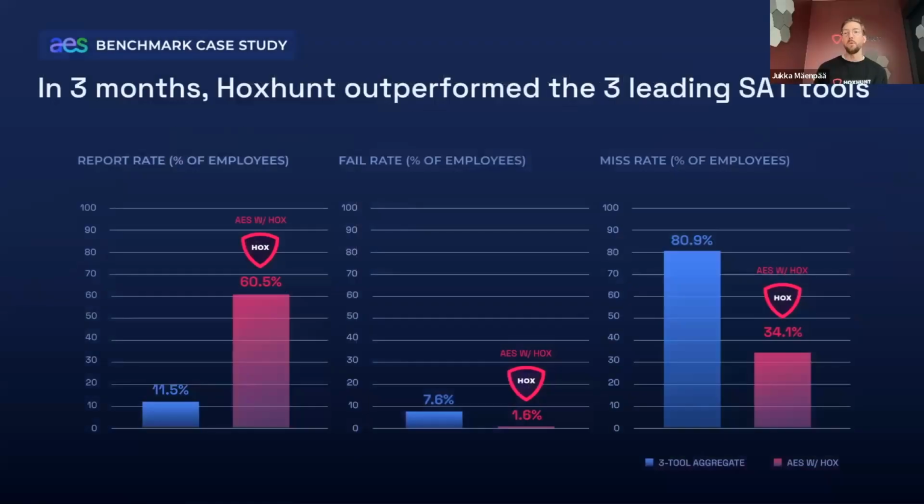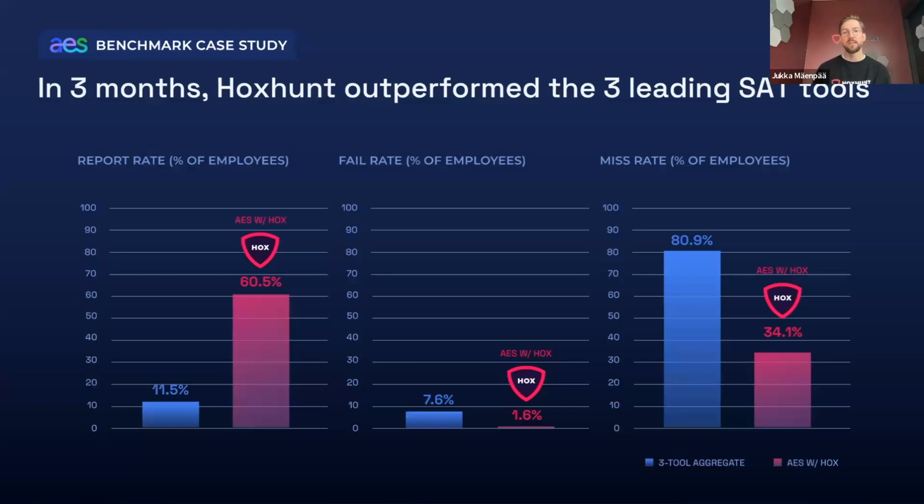We've now learned what the metrics are that you should be focusing on, and what you can then take as an outcome to deliver forward as a reportable number to your board. Well, we had a benchmark case study with AES where they focused on the metrics that matter and the methodologies that work. When they were using Hoxhunt versus three other leading security awareness training tools, they noticed that they were measurably able to reduce their human risk.